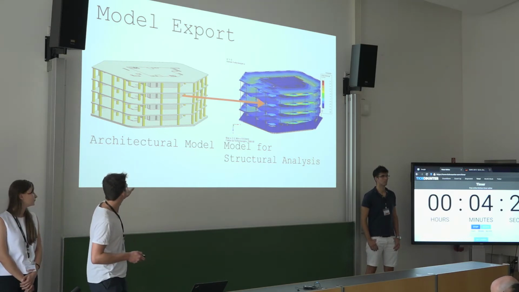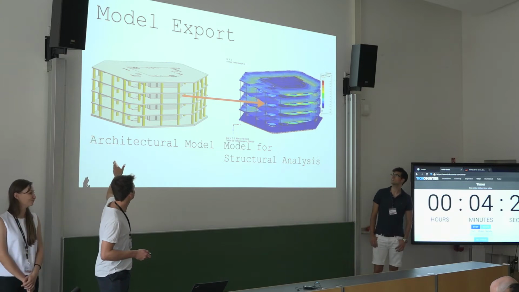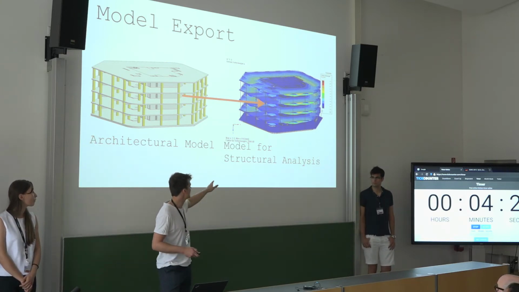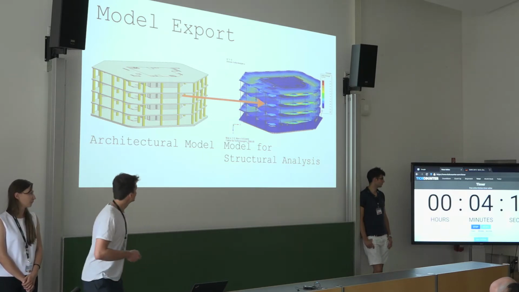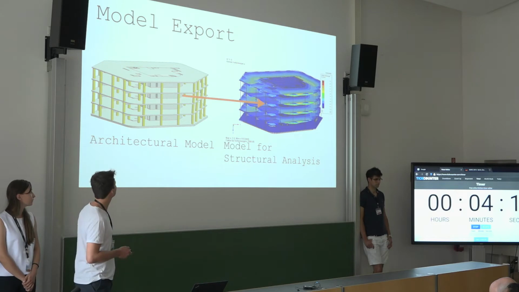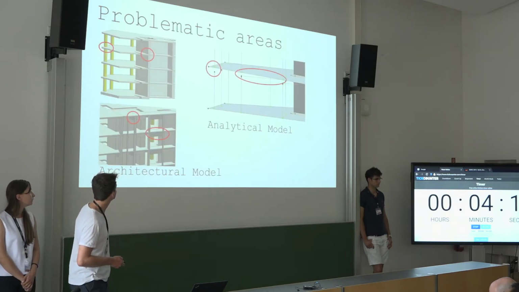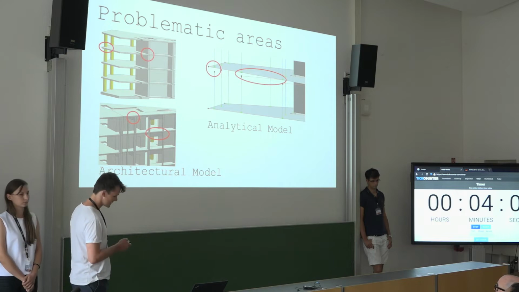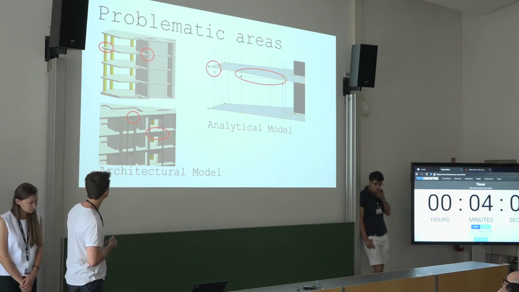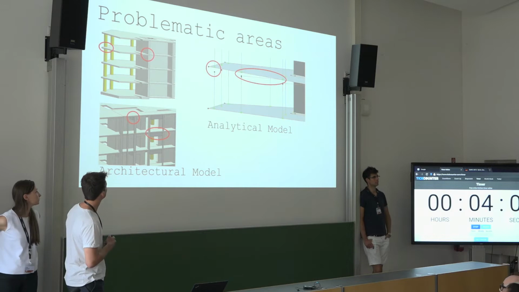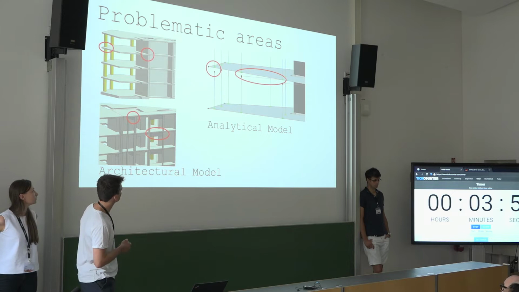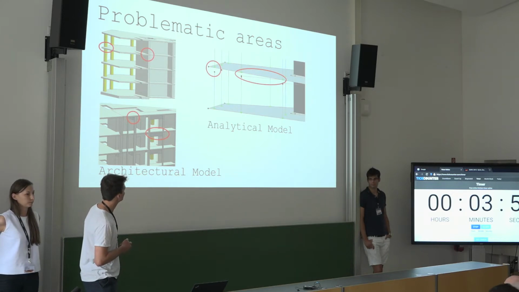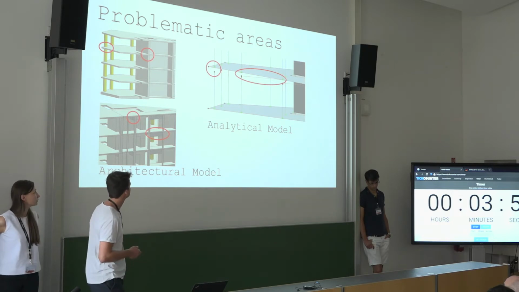And the software we used here was Revit for the architectural model, and Robot for structural analysis. Let me explain the problem a bit more in detail. The way the architects design the model is with volumes, but we can't actually use it for our structural calculation. What we need is the analytical model consisting of surfaces and just lines for the beams and columns.